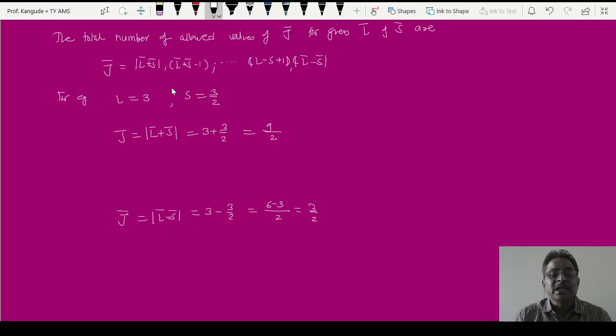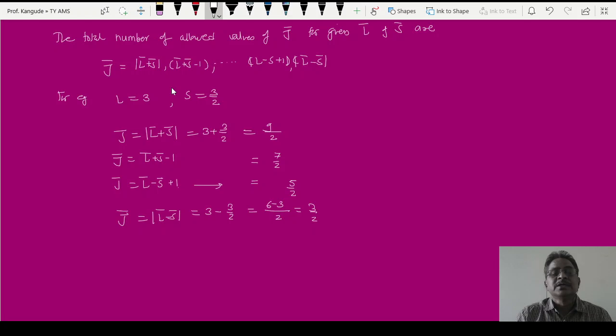Now can you understand in between? Here, if I go for in between values, meaning the two values we had, these values will look like this. It will be 5 by 2 and one more value is 7 by 2. The difference between this is 1, the difference here is again 1, and here again 1. So that is how J bar is equal to L bar plus S bar minus 1, and here also J bar is equal to L bar minus S bar plus 1.